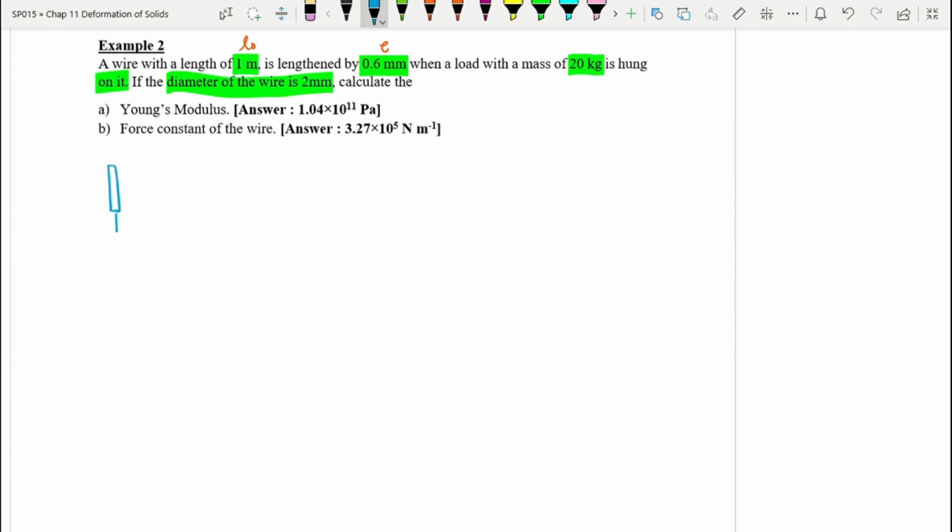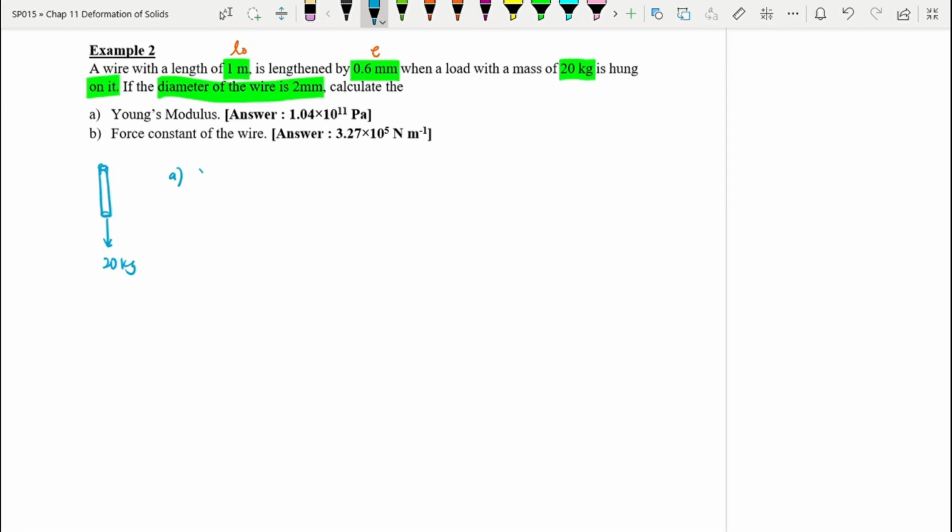So, ni wire. Kemudian ada load of 20 kg. Okay, so wire usually dalam bentuk silinder lah. Okay, ada load 20 kg. Lepas tu dia minta kita kira Young modulus. So, kita just gunakan formula. Boleh guna stress over strain. Maksudnya kita cari stress terlebih dahulu ataupun kita cari strain kemudian. Atau kita just simply gunakan formula yang kita dah derive tadi, FL0 over AE.